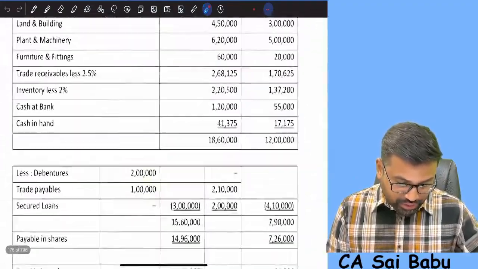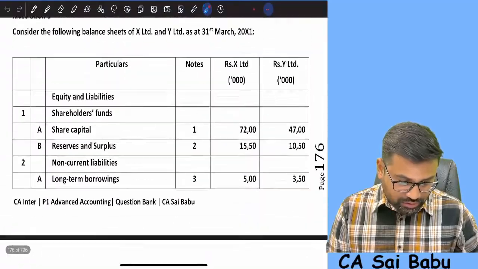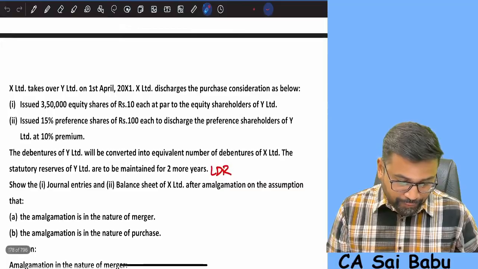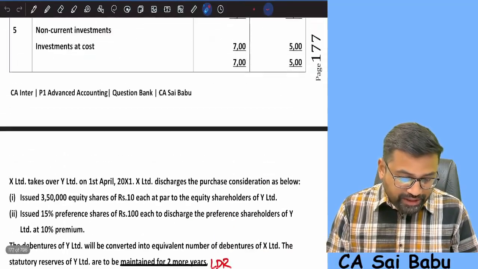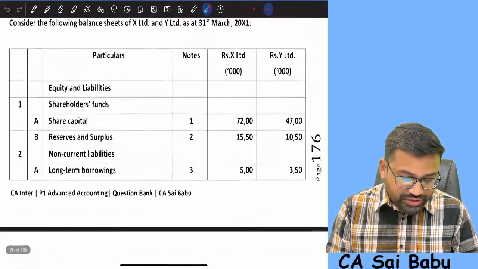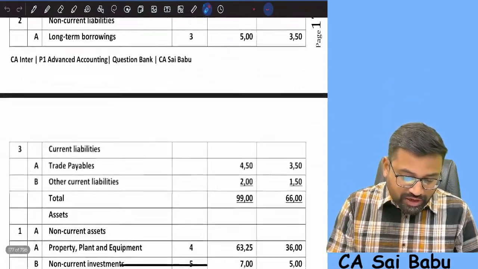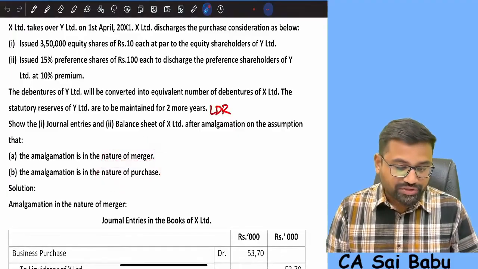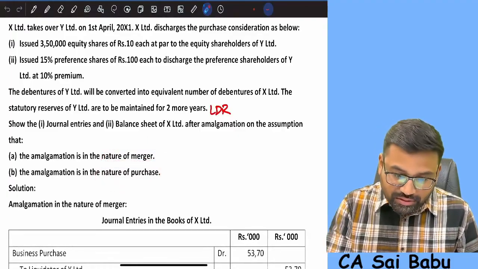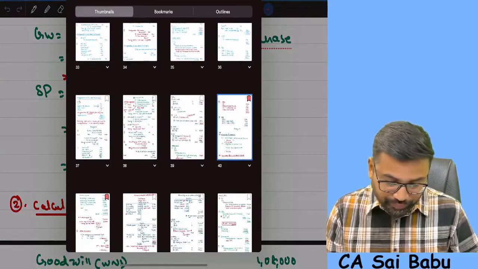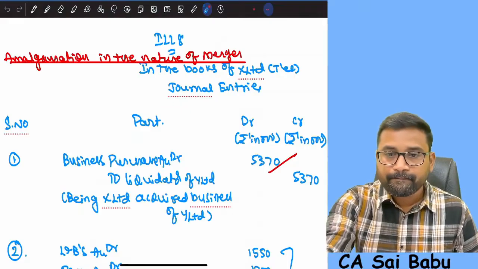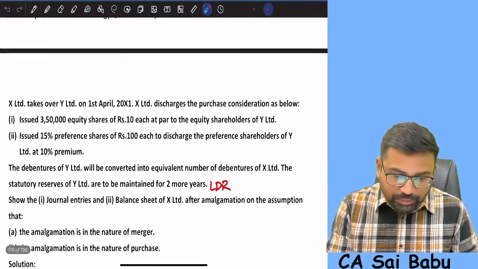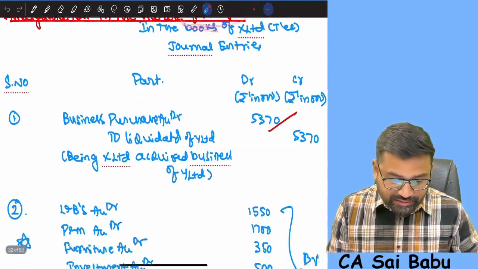We will see some questions relating to this. Illustration number 8 and 9. In illustration number 8, they have asked both the cases, amalgamation in the nature of merger as well as purchase. Both the cases they have asked. Now, illustration 8, suppose it is amalgamation in the nature of merger.